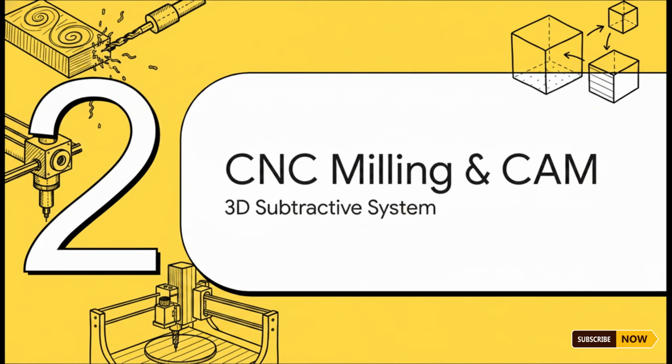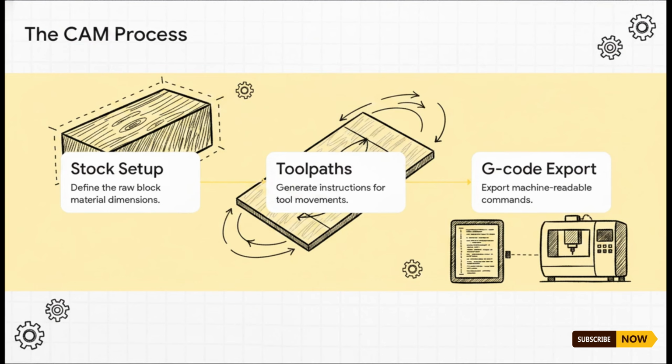Moving right along to Section 2, CNC milling and CAM workflows, the 3D subtractive system. Let's see how this builds into the incredibly robust, multi-axis world of CNC milling. If laser cutting is all about vaporizing a 2D path, CNC milling is about forcefully carving out a 3D block using aggressively spinning metal cutting tools. To bridge the gap between your 3D CAD model and the heavy physical machine, we cross over using the CAM workflow, that's computer-aided manufacturing.